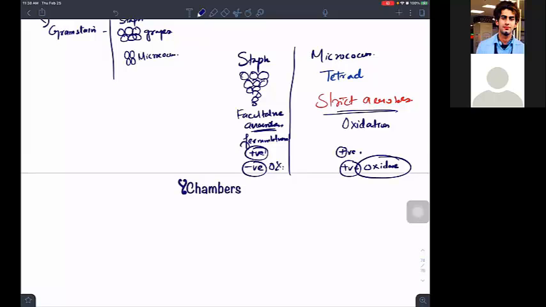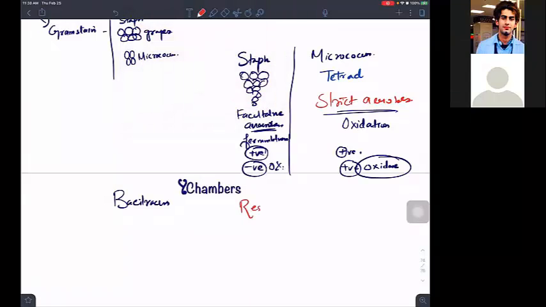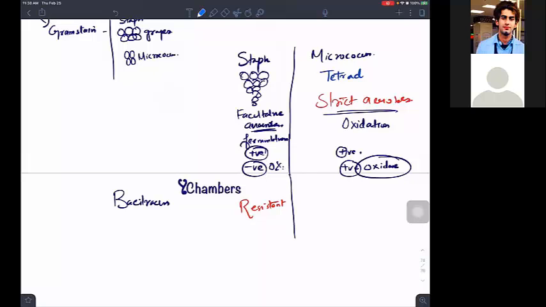Now we have two chemicals, that is bacitracin. If I apply bacitracin to Staphylococcus, it is resistant. Nothing will happen to it. Bacitracin resistant. Are we able to understand? And who is bacitracin sensitive? Who can be killed by bacitracin?